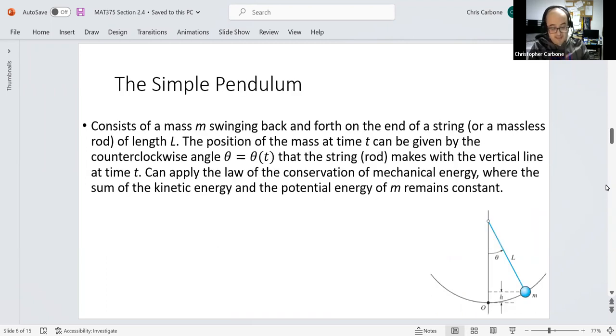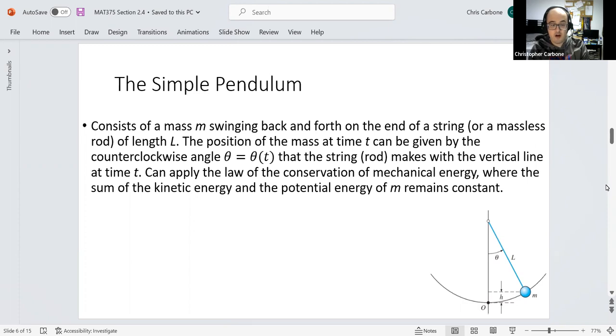So one example involving this is the single pendulum. So this is where it consists of a mass m swinging back and forth on the end of a string, or a massless rod of length L. The position of the mass at time t can be given by the counterclockwise angle theta, equal to some function theta of t, that the string or rod makes with the vertical line at time t.